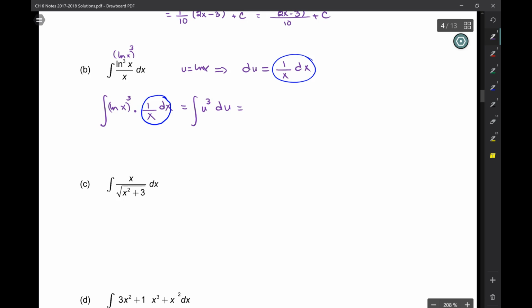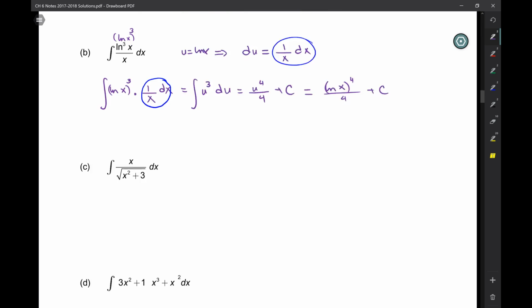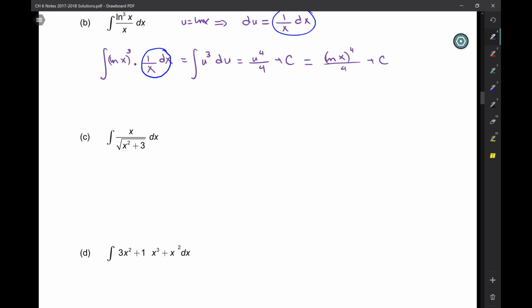So now you can do this one: u to the 4 over 4 plus c. And then you plug it in, so it's ln of x to the 4 over 4 plus c. Isn't that cool? If you take a derivative, you get that mess back. This is the big deal, okay?